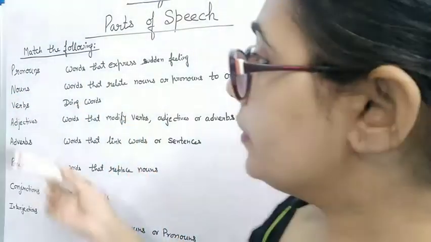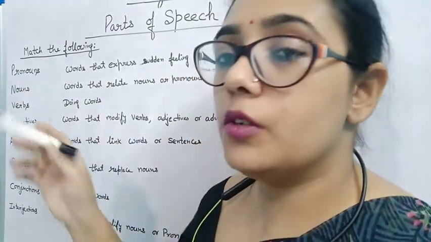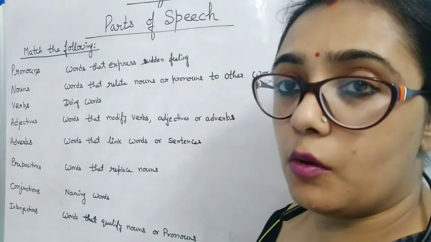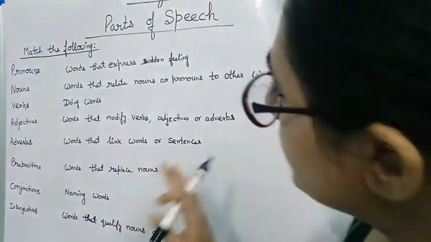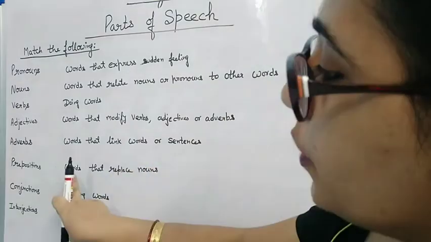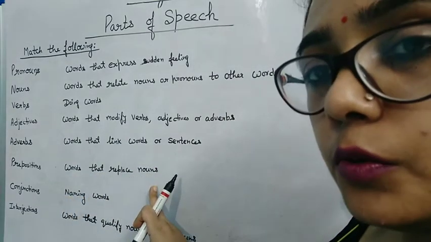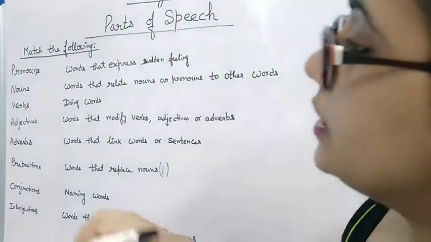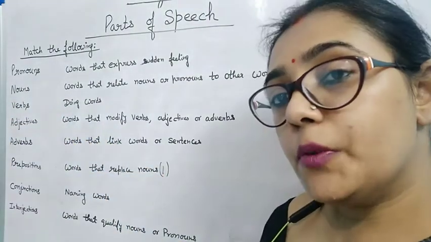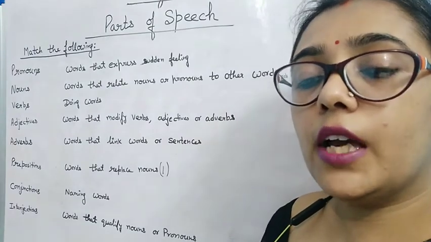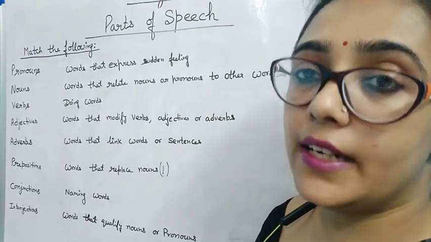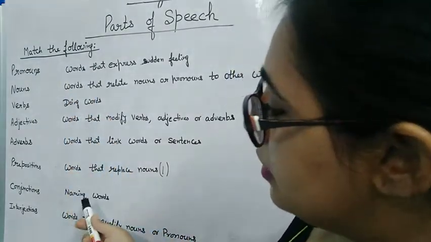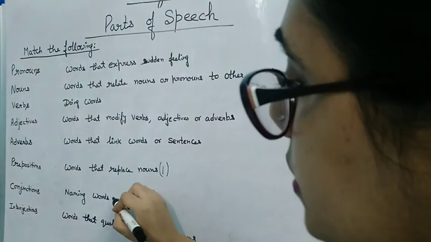Let's begin. First, pronouns. What are pronouns? We all know pronouns are the words which are used in place of noun. So we will see here what is there. Words that replace nouns, that are called pronouns. So first is pronouns. Second, nouns. From our very childhood classes we have known that noun means naming word. See, here it is naming word.